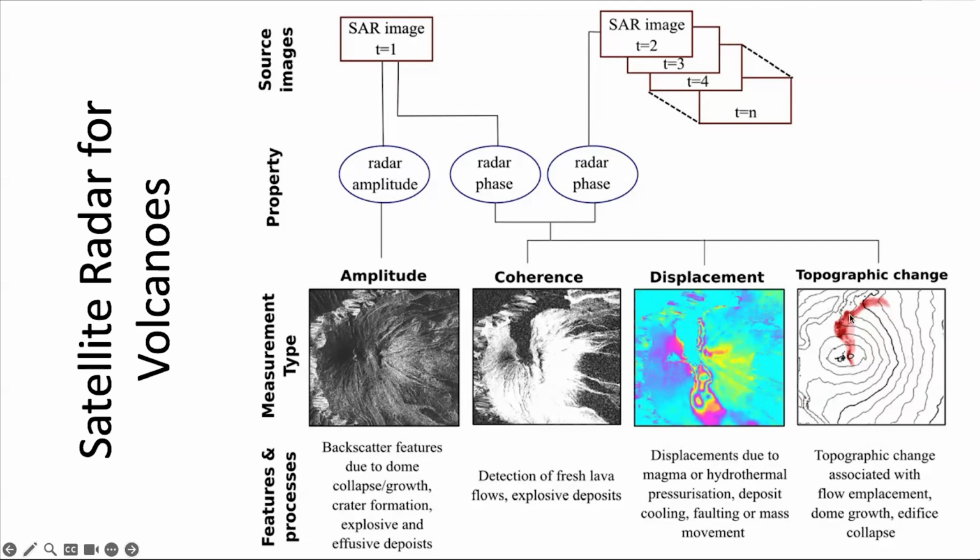So if you have images which are taken from sufficiently separate perpendicular baselines, you can retrieve from the phase a change in elevation on the scale of meters.